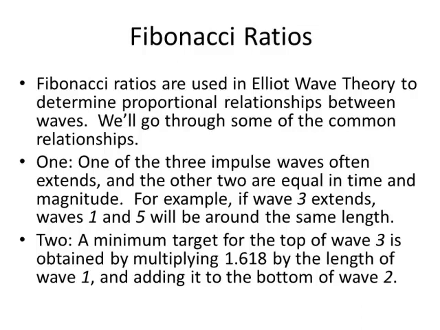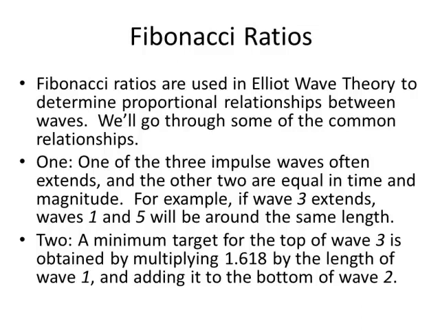The second thing we will look at: a minimum target for the top of wave 3 is obtained by multiplying 1.618 by the length of wave 1 and adding it to the bottom of wave 2. This 1.618 is the Fibonacci ratio. So what does this mean? Well, a minimum target for the top of wave 3.